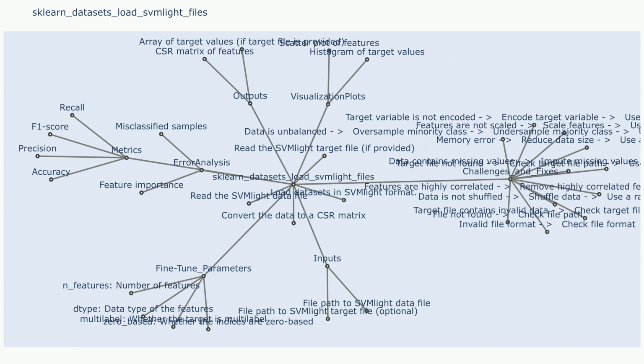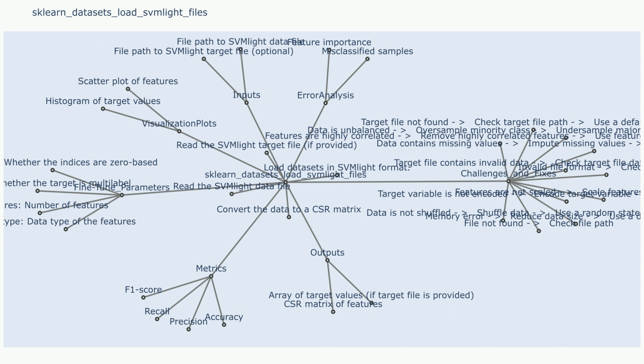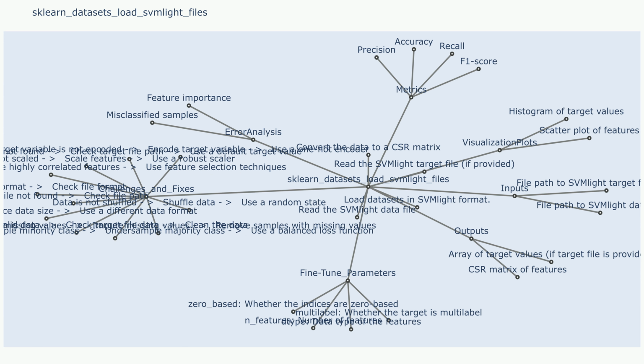Fine-tune parameters. dtype: adjust the data type of the features and target values based on the dataset's characteristics and the requirements of the machine learning model. Multilabel: set to true if the dataset contains multiple labels for each instance. Otherwise, keep it as false.